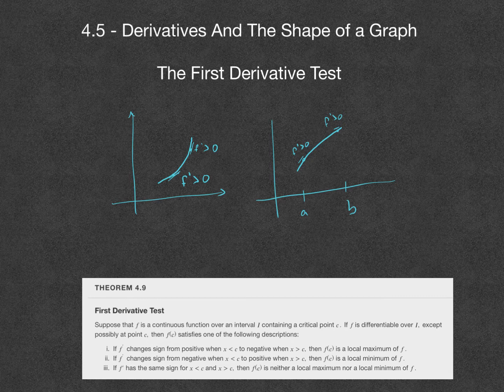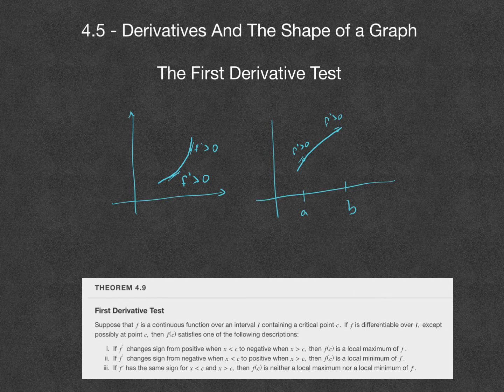And what the first derivative test says is that if f prime changes sign from positive to negative, then f of c is a local maximum. So at some point c, some critical point that we talked about previously, if my derivative changes sign from positive to negative, then we have a local maximum.